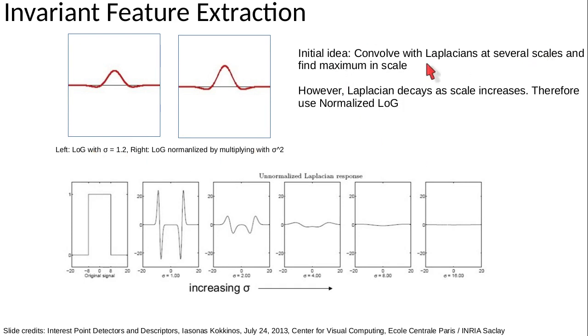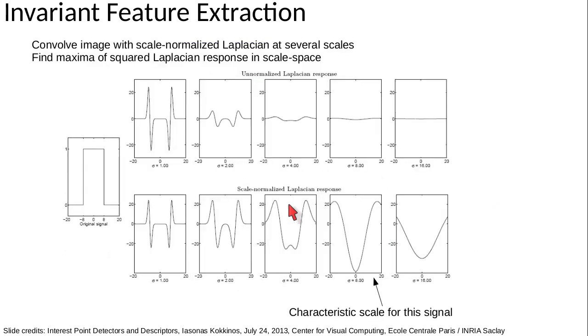The initial idea was to convolve with Laplacians at several scales and find the maximum in the scale. So you take the original signal and convolve it with a Laplacian signal at various values of sigma. And this would be the response. However, the Laplacian decays as the scale increases. For instance, if you increase the standard deviation and compute various Laplacians, this is what you get with a sufficiently large standard deviation. So instead of using the unnormalized Laplacian response, you would use the normalized Laplacian response.